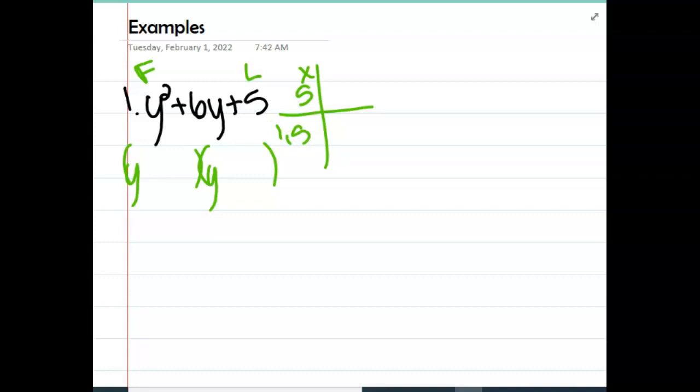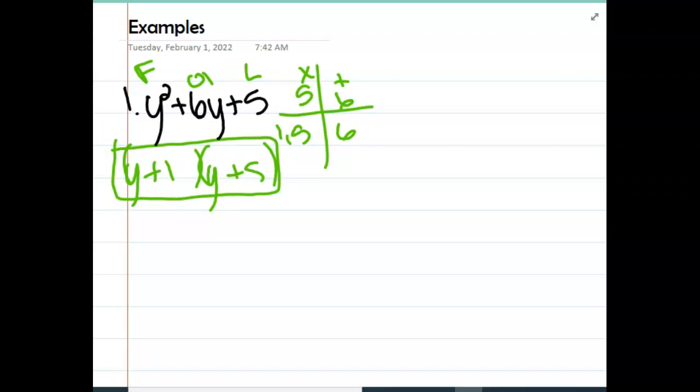And guess what? If you do y plus 1 and y plus 5, your O and I are going to be 5y and 1y, which add to give me 6, which is what the O and I add together to give me. Now, it does not matter if you wanted to put the y plus 5 first. That's fine. Means the exact same thing. No worries there. Okay, number 2, let's do r squared minus 11r plus 24.